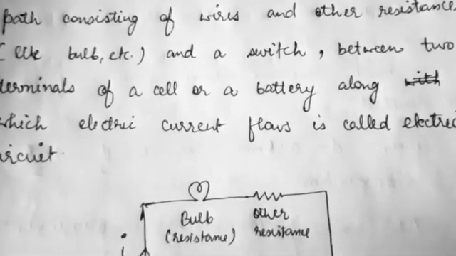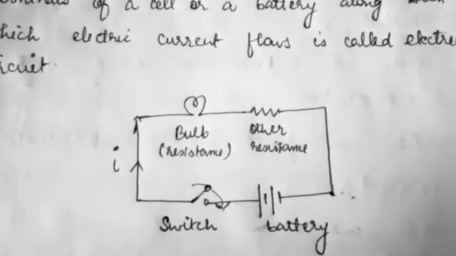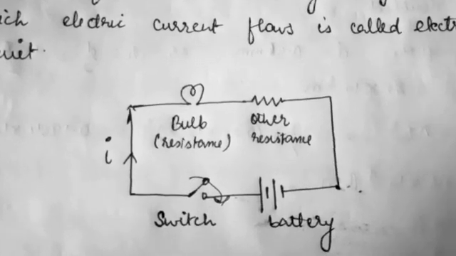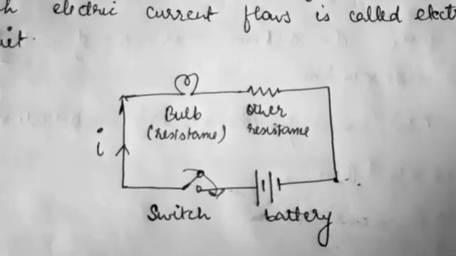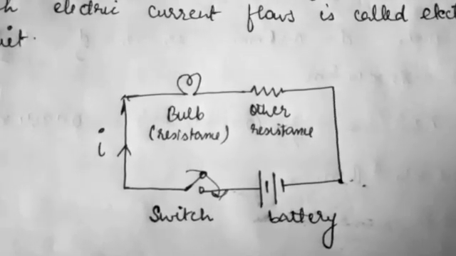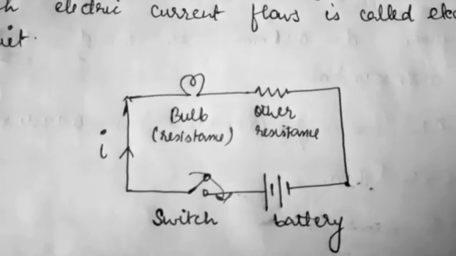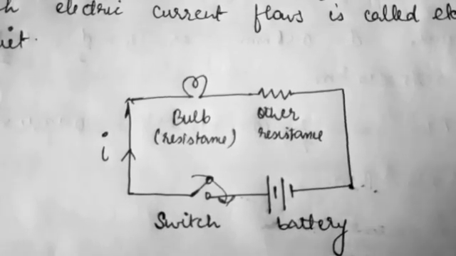Now if we talk about the figure, it has a source battery of suppose V voltage, and there is a switch, and the various resistances like a bulb and other resistances, and the current that flows through the circuit is called I once the switch is turned on.